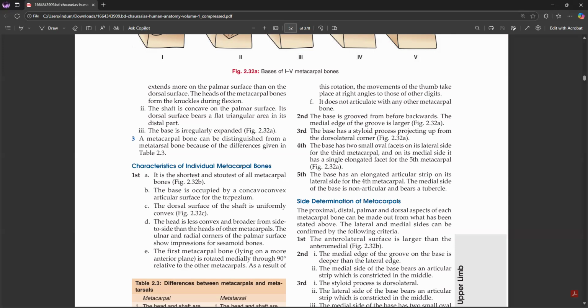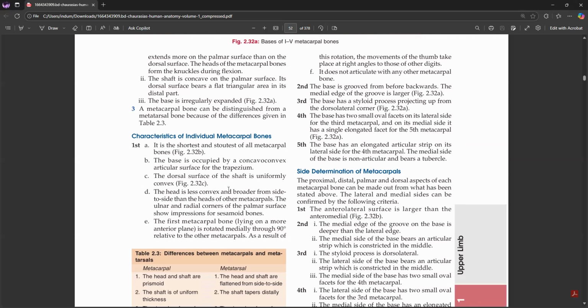Characteristics of individual metacarpal bones. First, it is the shortest and stoutest of all metacarpal bones, figure 2.32b. The base is occupied by a concavo-convex articular surface for the trapezium. The dorsal surface of the shaft is uniformly convex, figure 2.32c. The head is less convex and broader from side to side than the heads of other metacarpals. The ulnar and radial corners of the palmar surface show impressions for sesamoid bones.